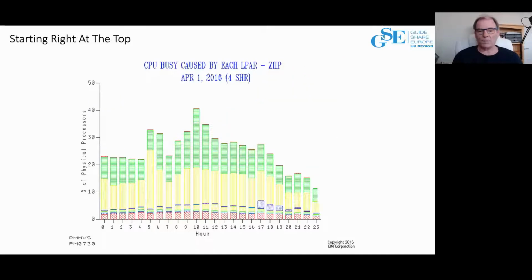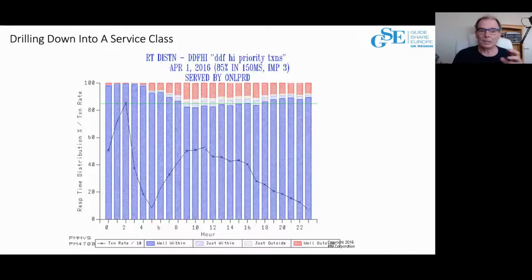So if we start at the top, and I won't spend much time on this because we've seen it before, obviously you can work out the zip usage at the pool level, and you can stack up the LPARs. I think that's known and understood, and probably in everybody's production kit bag by now. If you drill down, though, into things more directly DDF, then the service class is a good place to start.